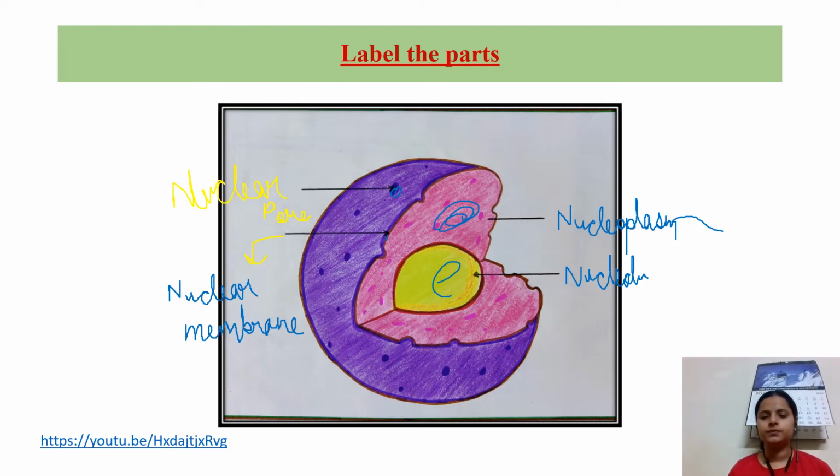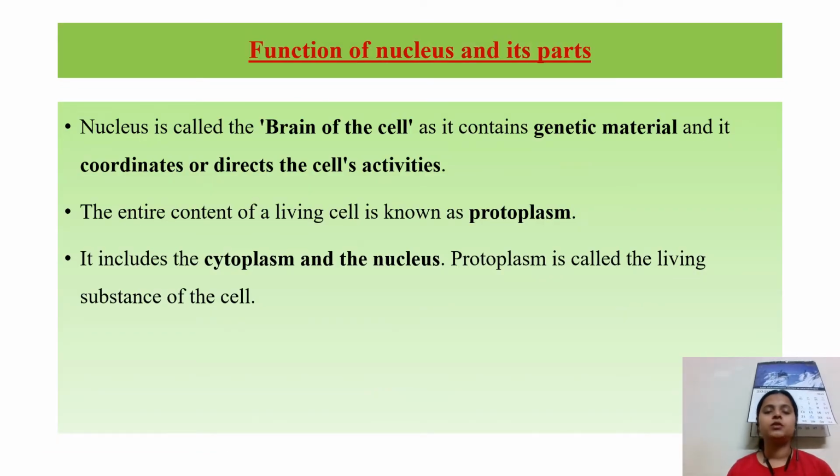Now let's move further. Next is the functions of the nucleus and its parts. We have studied its structure and its parts, so now we should also know the functions of the nucleus. Nucleus is called the brain of the cell. It contains the genetic material, and it coordinates or directs the cell's activity. So the nucleus is basically the director of the cell, as I have told you earlier also.